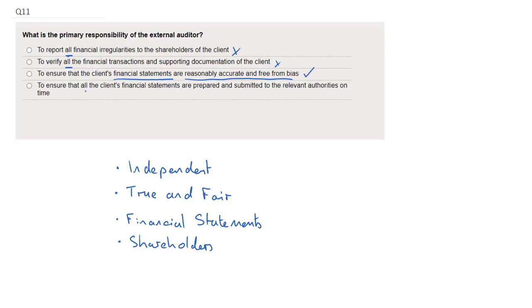To ensure that all the client's financial statements are prepared and submitted to the relevant authorities on time. Well, first of all, I don't like that word all, but secondly, it's not the auditor's primary responsibility to do this. It would be the management who are responsible to ensure financial statements are prepared and submitted. So although the third statement is not exactly the same as how I described the primary responsibility of the external auditor, it is undoubtedly the closest and the best option.